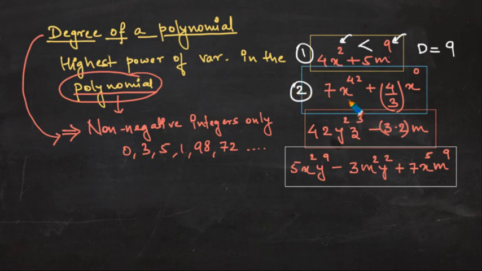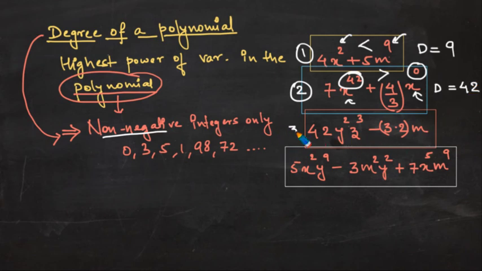Let's try the second example. Here for this variable x, the power is 42. For this variable x, the power is 0. This is a valid polynomial because we are looking for non-negative integers. 0 is non-negative. So this is a polynomial, first condition satisfied. And now we see which is the highest power. So 42 is greater than 0. So the degree of this second polynomial is 42.